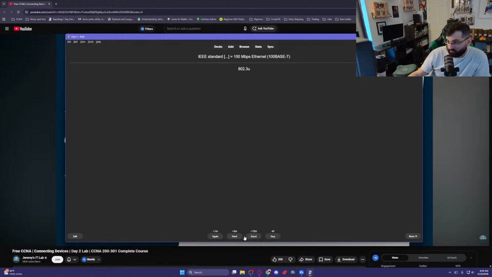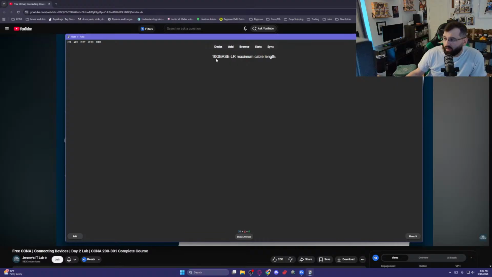So 802.11 is Wi-Fi. 802.3 is Ethernet. I used to know the lore about why it's 802, but I don't remember it anymore. 10GBASE-LR maximum cable length. That was 10 kilometers. Yes.